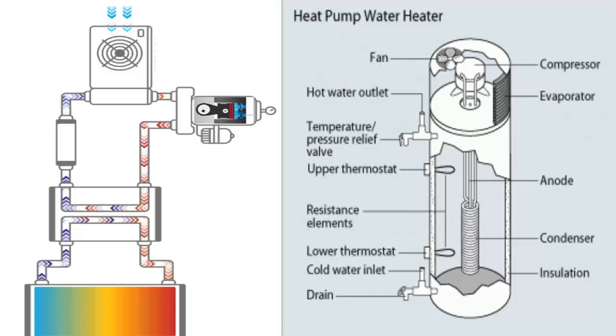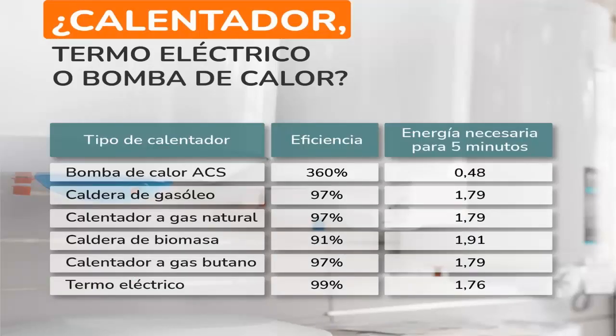The energy savings, compared to an electric water heater, are estimated to be between 50 to 75%, depending on the coefficient of performance in heating mode, COP, of the heat pump.